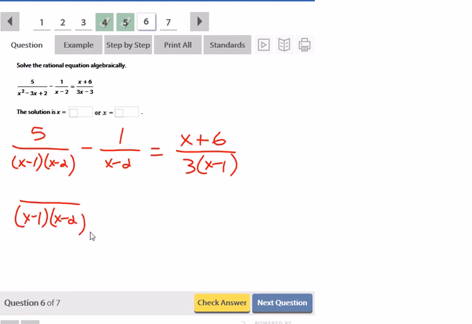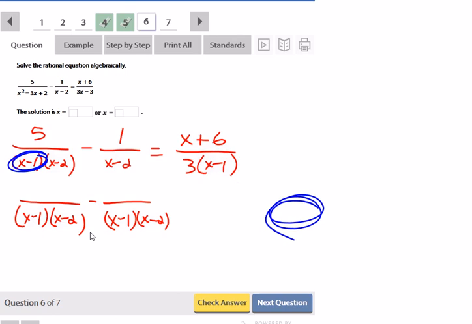Any factor that's on the bottom needs to be part of your LCD. Notice that the reason there's an x minus 1, x minus 2 is not because of this x minus 1. I don't care about what's on the right side. It's because of the one over here on the left. If I cared about the right side, you would see a 3 down there right now. I don't need the 3 right now.